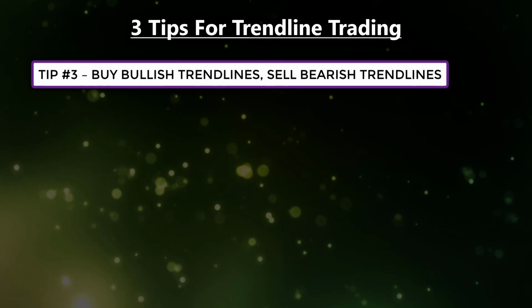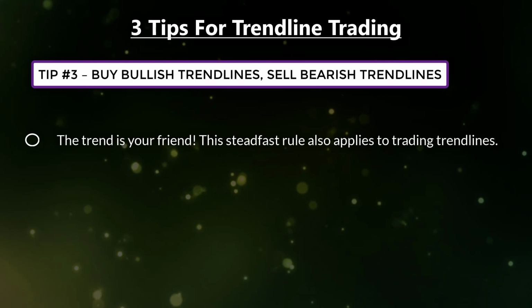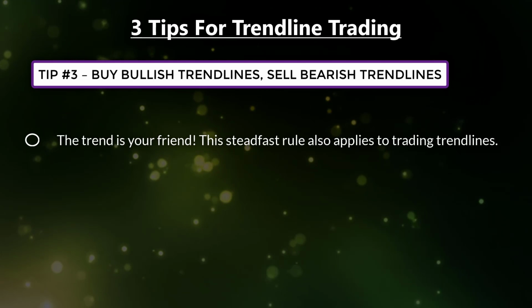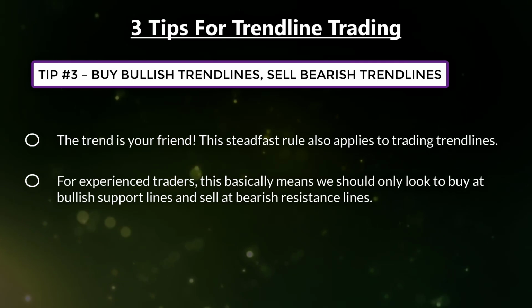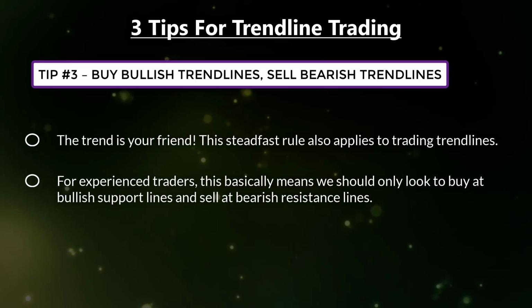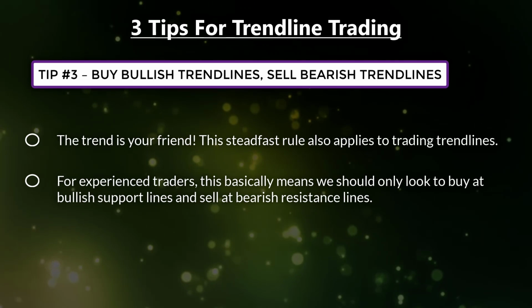Buy bullish trend lines, sell bearish trend lines. The trend is your friend. This steadfast rule also applies to trading trend lines. For experienced traders, this basically means we should only look to buy at bullish support lines and sell at bearish resistance lines.